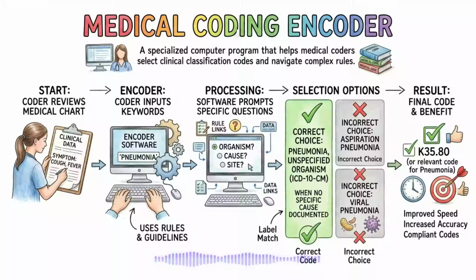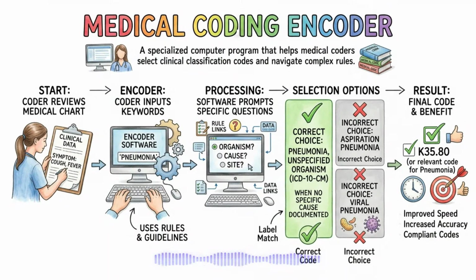Once you actually begin coding, the most important software tool you will use is called an encoder. An encoder is a specialized computer program that helps medical coders navigate through the complex rules and guidelines of clinical classification systems. Instead of flipping through thousands of pages in a heavy physical book, the coder types a keyword into the encoder, and the software suggests the correct codes and displays relevant coding rules.